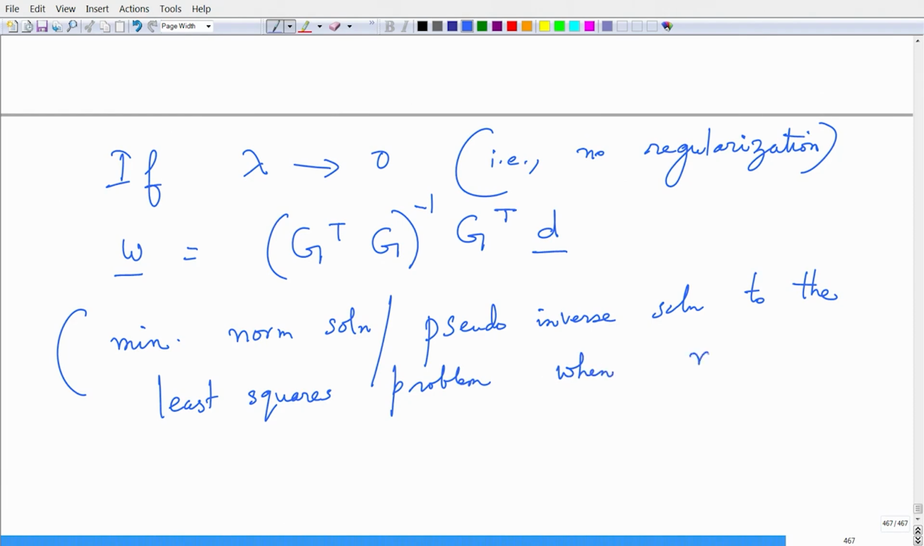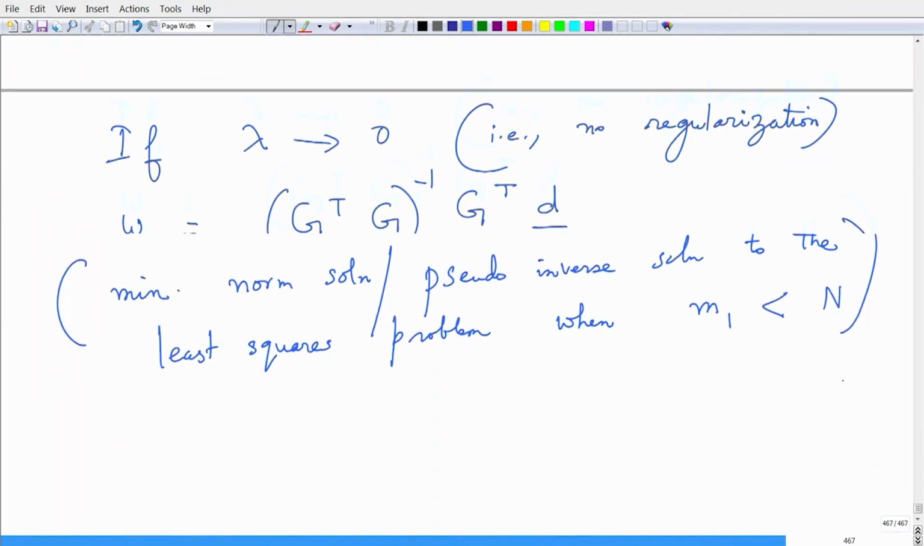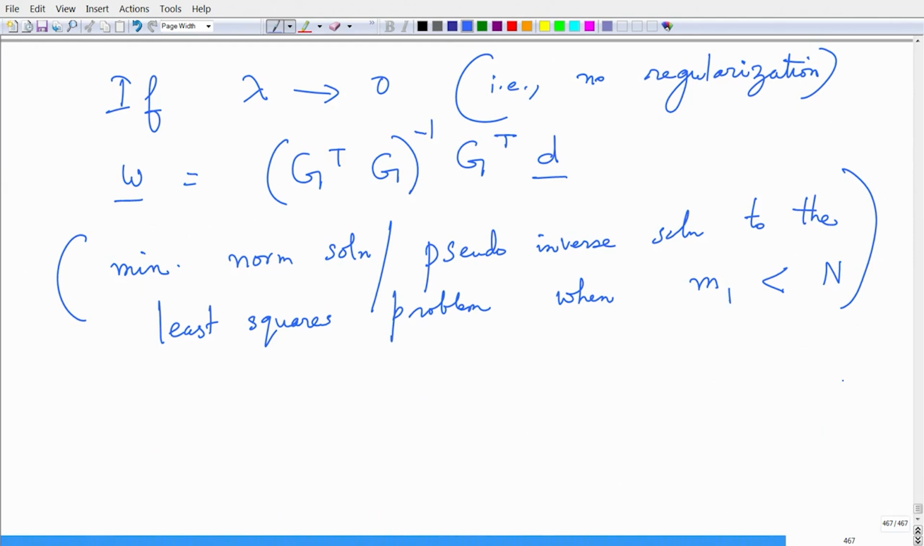That occurs when M1 is less than n. We are doing some data fitting here and we want an approximate solution, and under those conditions this boils down to the minimum norm solution, and that is what we have here. Depending upon my lambda, I would weigh this by lambda times G naught, and that is the regularization effect that I have towards my solution to the weight vector W. So, this is an interpretation here.